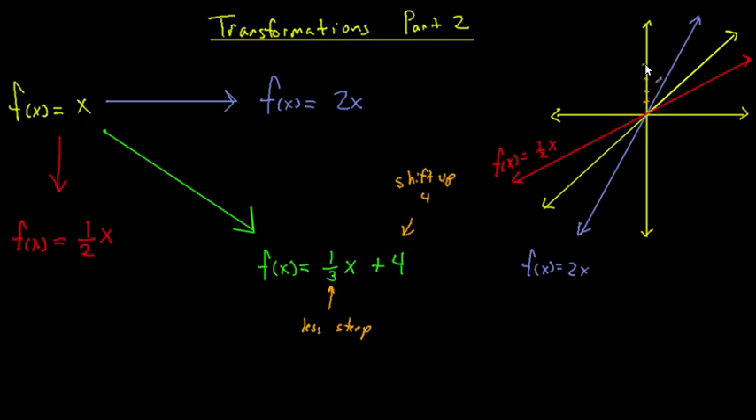1, 2, 3, 4 spaces. So let's say that we're there. And we're going to make it less steep. So it's not going to quite have the same slope. It's going to be just a little bit smaller. And it's going to actually be less steep, because if you didn't know this, 1/3 is less than 1/2. So it's actually going to be less steep than even the red line.